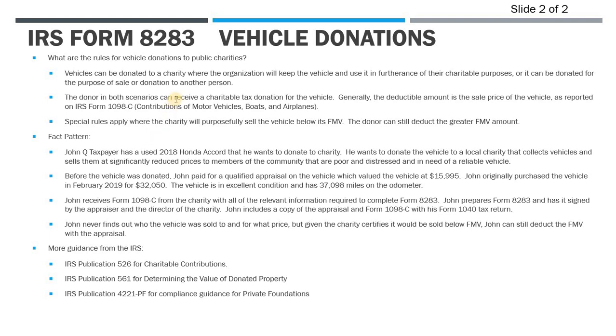Now, the donor in both of these scenarios can still get that charitable tax deduction. Generally, the deductible amount is going to be what the vehicle is ultimately sold for. So if you donate a vehicle to a charity and then they sell it to somebody else within their community, they'll give you a 1098-C that'll show the sale price, and you can deduct that amount. Now, what happens, and this is the example we're going to look at, if you donate the vehicle to a charity and their intent from the very beginning is to sell it well below fair market value because they're trying to make it affordable for a member of their community?